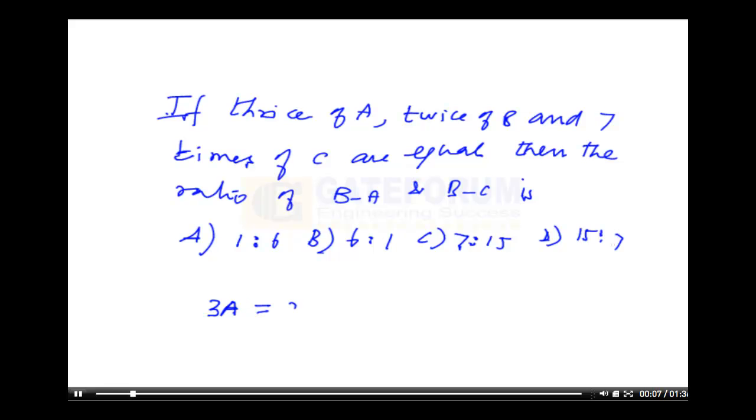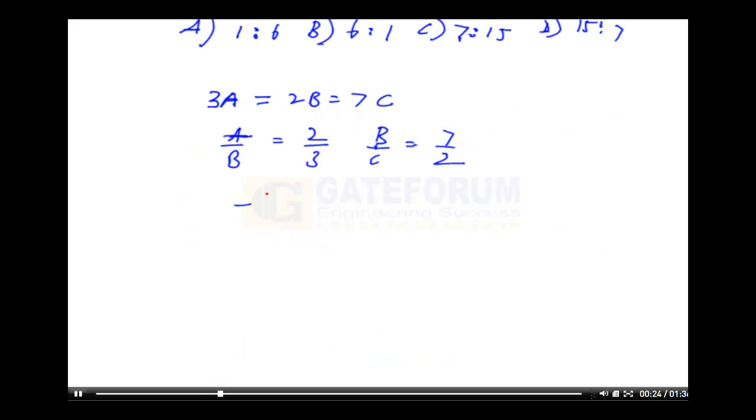3A is equal to 2B is equal to 7C. So you can find A by B is equal to 2 by 3 and B by C is equal to 7 by 2. You can find A is to B is to C, 2 is to 3 and 7 is to 2. Mark the arrows and multiply.